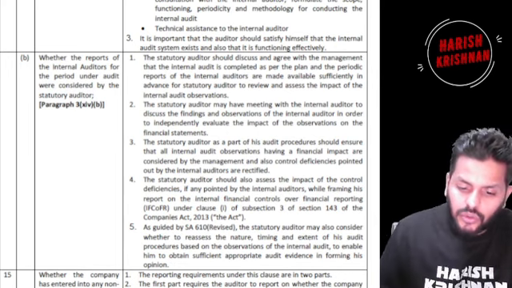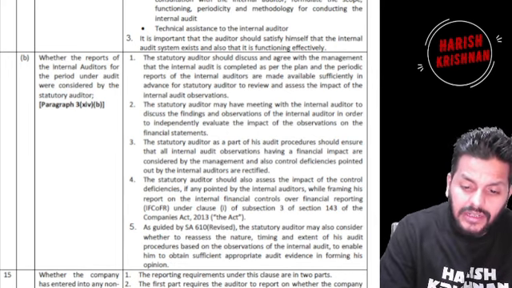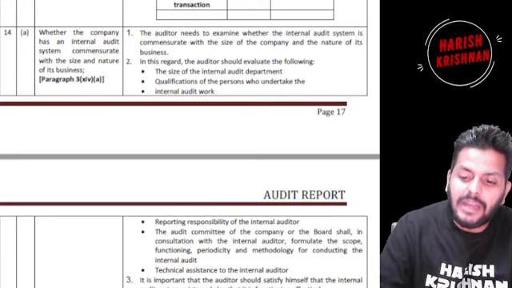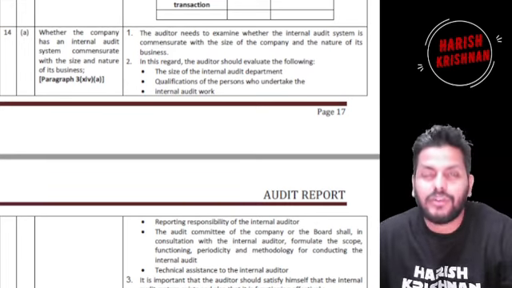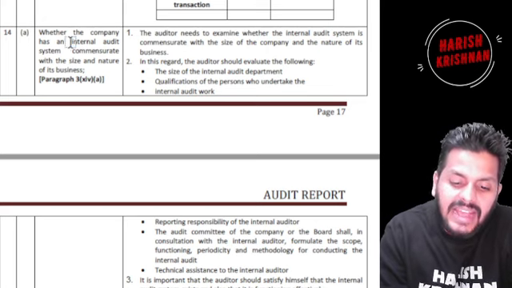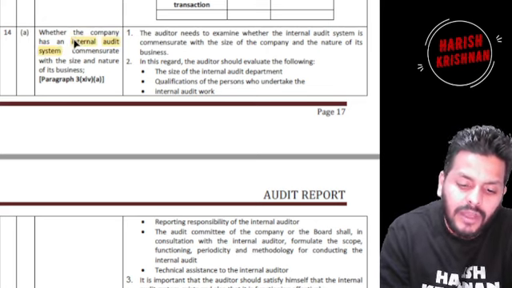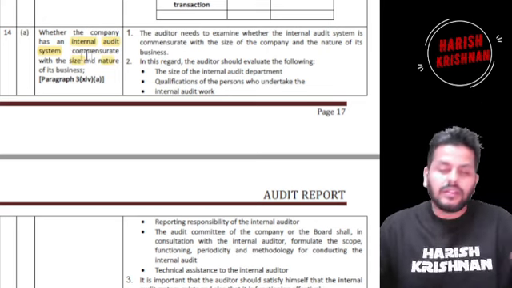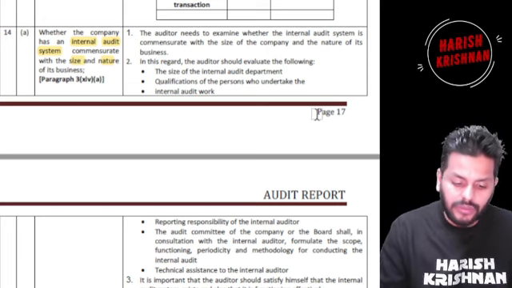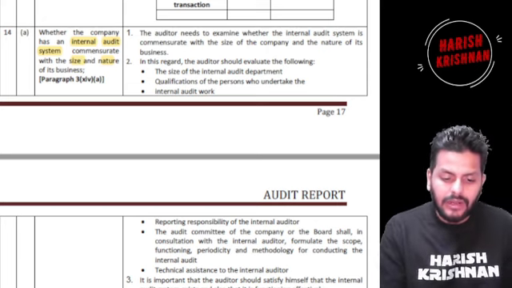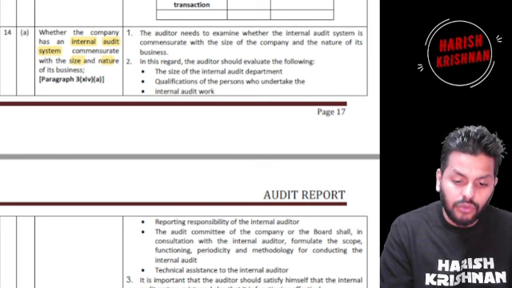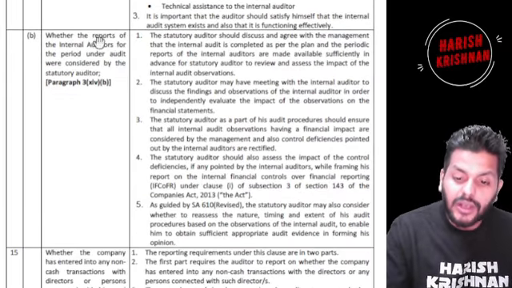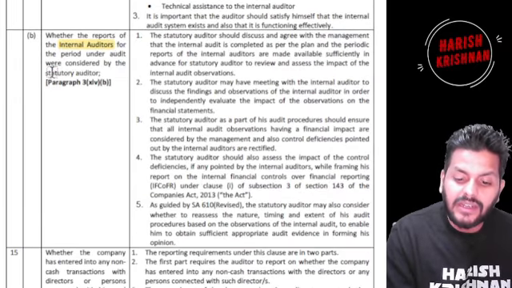And when it comes to point 14, yes, this is a new point, on internal audit. Actually, this was there before in the earlier CARO, but was removed and is now brought back. Whether the company has an internal audit system commensurate with the size and nature of business. So does the company have a proper internal control system? That's what we want to know from this. And it's also important for us to know one more clause, whether the reports of the internal auditor have been considered by the statutory auditor.